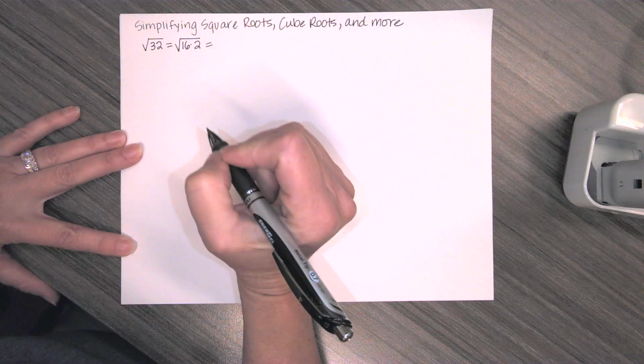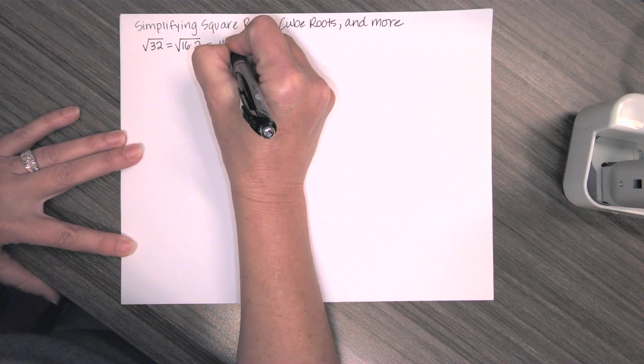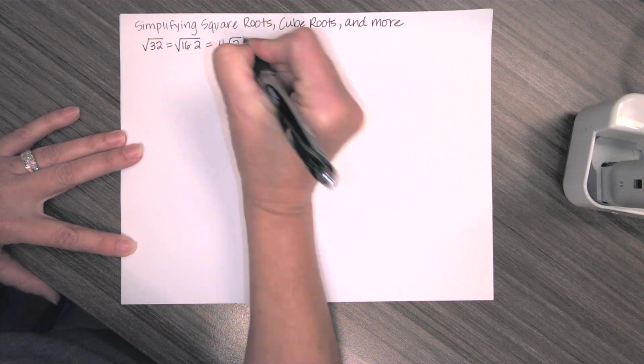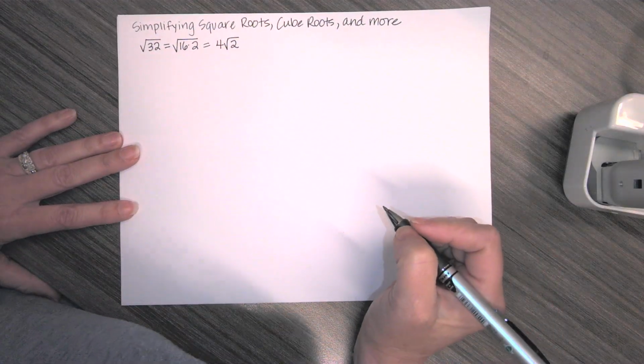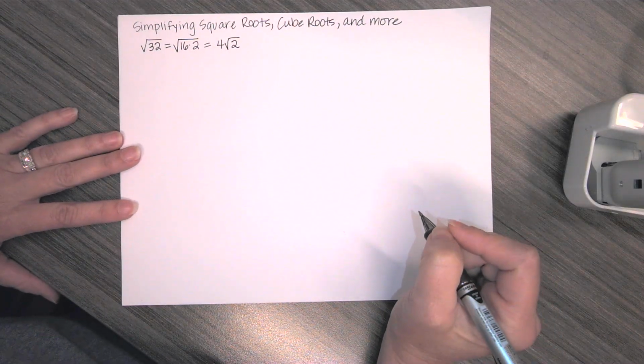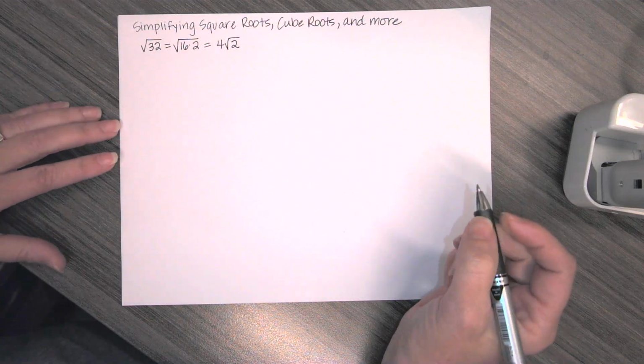Then we took the square root of 16, and that was 4. We don't know the square root of 2, or it's not a nice whole number, and so we leave that under the radical, and we got 4 square roots of 2. I want to show you another way to do this because this method will help you when it comes to cube roots and larger radicals.